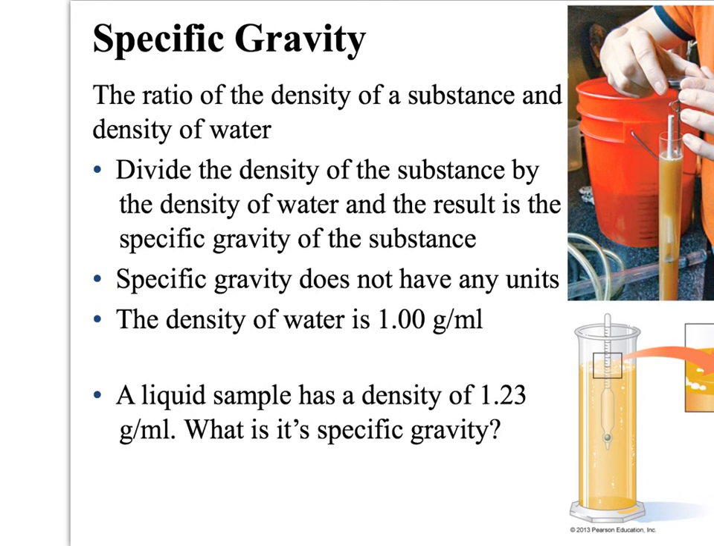Specific gravity is the ratio of the density of a substance and the density of water. So basically it's a comparison between the density of a substance and the density of water. The density of water is 1 gram per milliliter. So if a liquid sample has a density of 1.23 grams per milliliter, what is the specific gravity? So we're going to compare that to the density of water. The specific gravity will be 1.23.